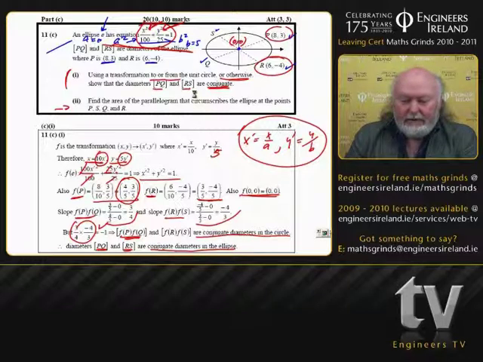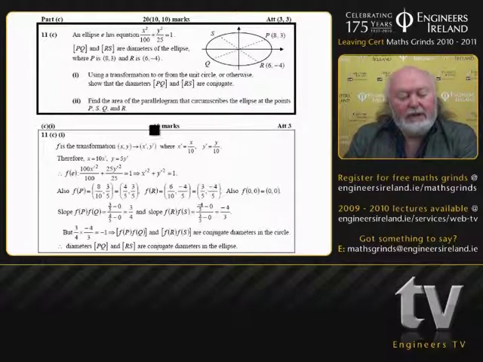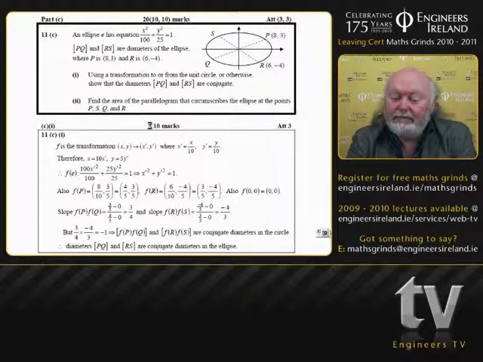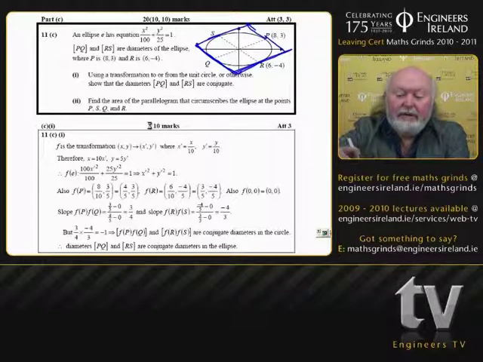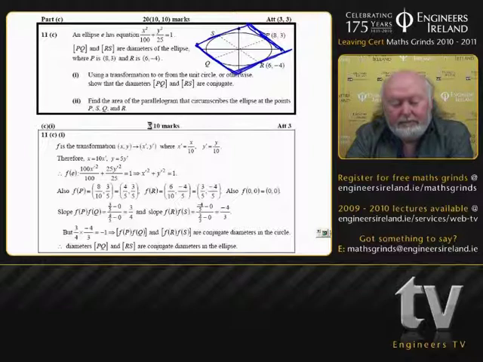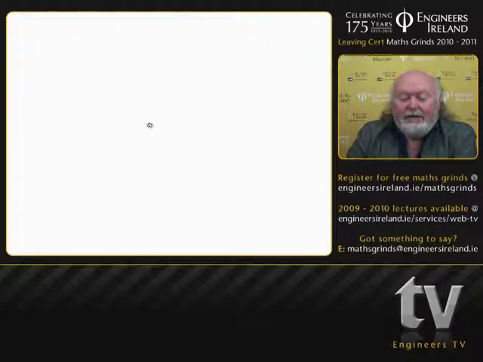Now, let us look at the second half here. Find the area of the parallelogram that circumscribes the ellipse at the points P, S, Q and R. We want the area of that. And the nice news is this is not difficult.